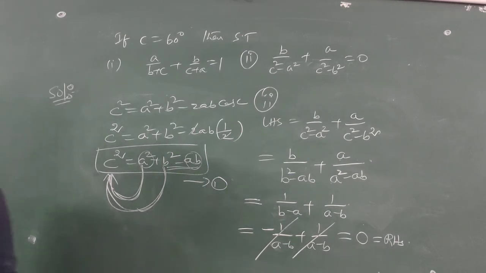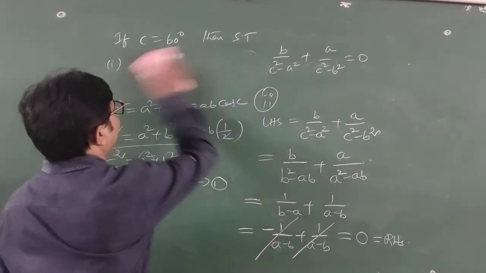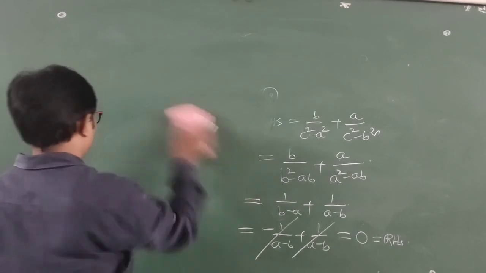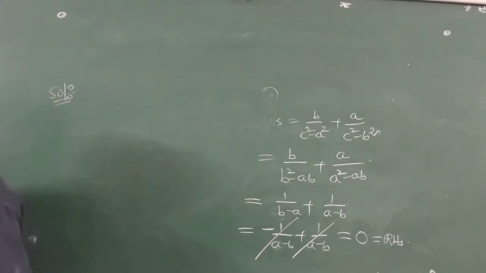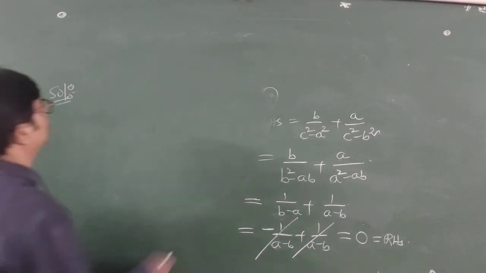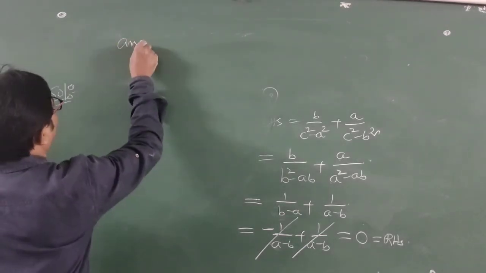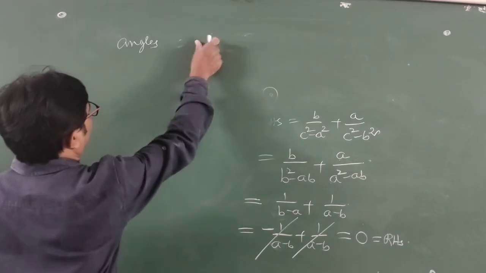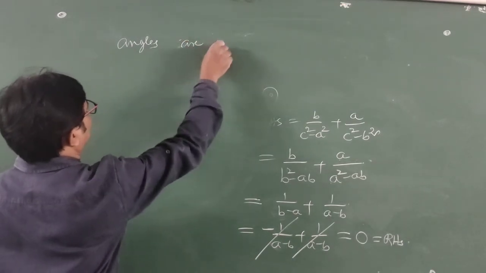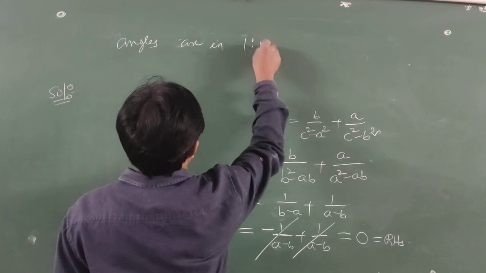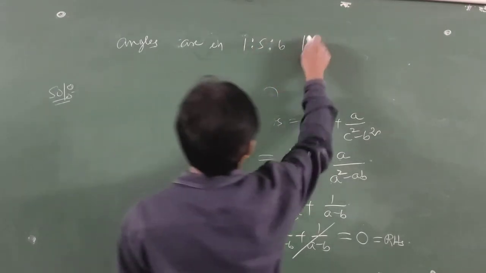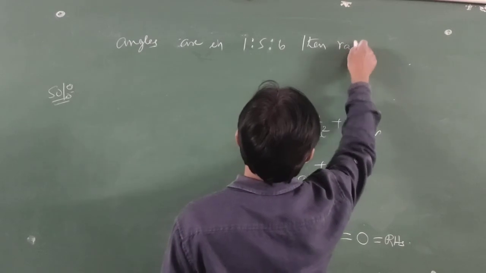Now students, the smallest question. We know that in lower classes, if the angles are in the ratio 1:5:6, then the ratio of the sides.